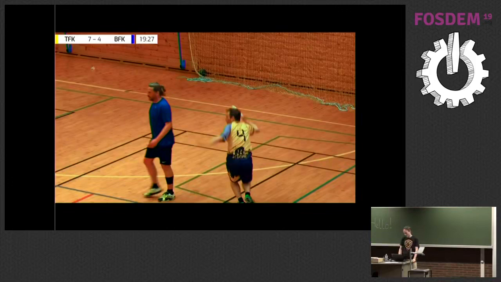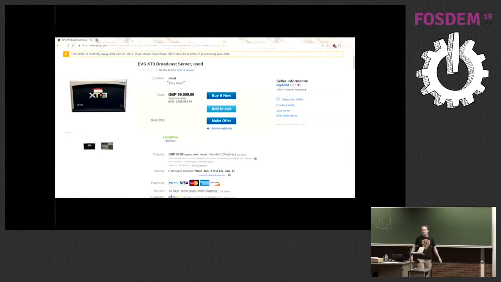So we went online and looked: okay, we need a box to do this. What can you get? This is the EVS XT3. This is pretty much the standard thing in broadcast. If you look at any major sports event, they will have either an XT3 or many of them. Unfortunately, as you can see here, the price is £99,000, and this is a bargain. You also need to pay $30 in shipping. Maybe you can get that waived. And to make it even worse, the seller is currently on vacation, so you can't even buy it.